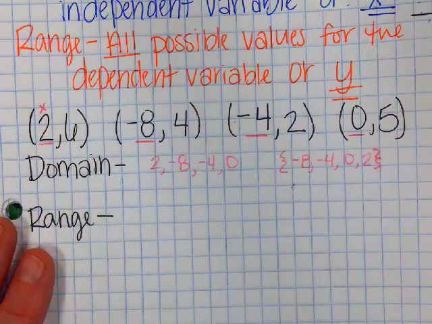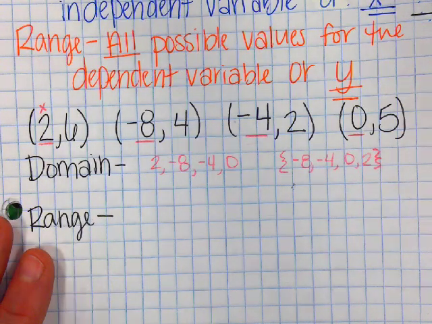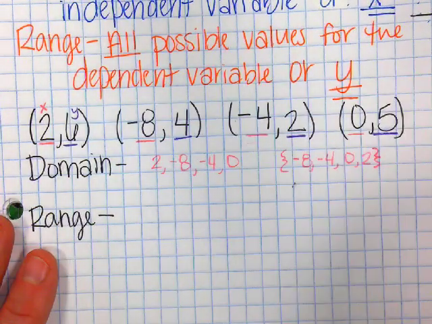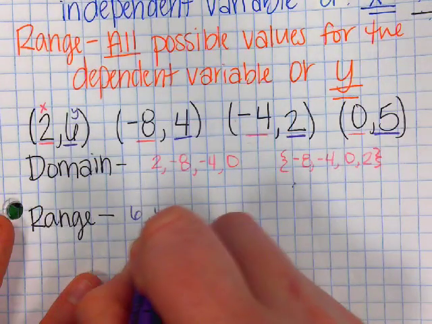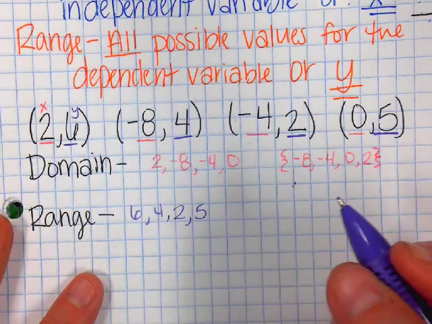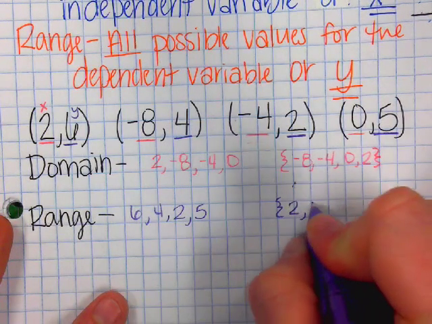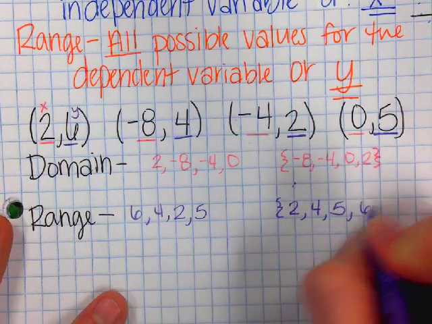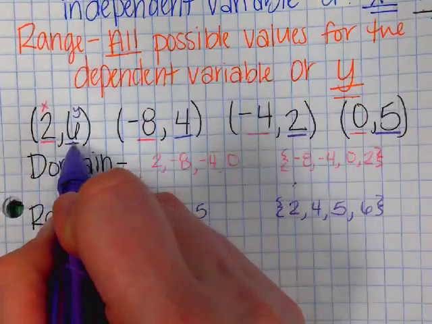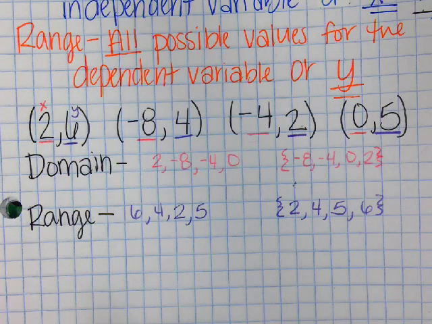Okay, now I'm going to do the y values. I'm going to use purple. These are the y values. So I'm going to just list them first: 6, 4, 2, and 5. Now if you list them in order from smallest to largest, 2, 4, 5, and 6. Those are your values for y because they're the second value. Okay?